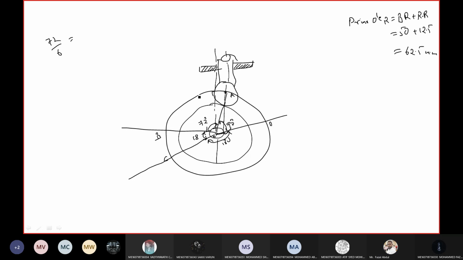So 1, 2. Divide on the prime circle, not the base circle, because a roller follower is given. 1, 2, 3, 4, 5, 6. Give the names: this is 0, 1, 2, 3, 4, 5, 6.